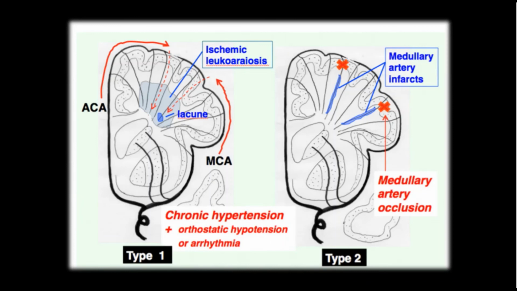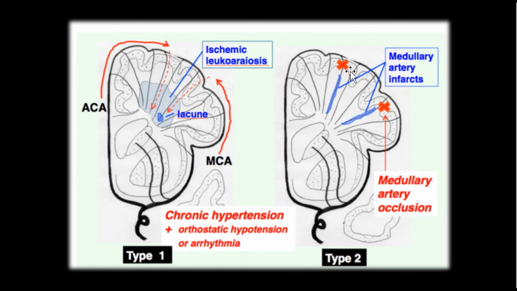So when there is a watershed infarct, there are four types of infarcts that can occur in the subcortical region. One, when there is chronic hypertension along with episodes of orthostatic hypotension, there is what is called ischemic leukoaraiosis, which is the type 1. This area, which is in the watershed zone, becomes infarcted when there is chronic hypertension, when the small vessels become narrow.